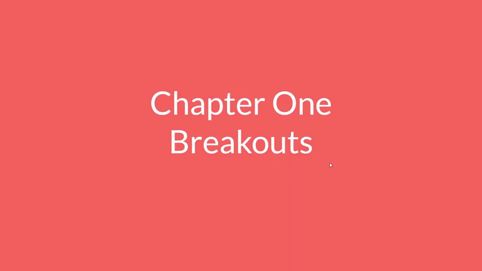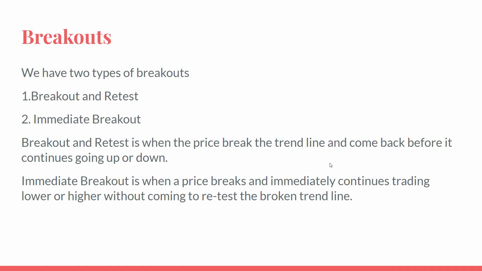So chapter 1, breakouts, as I mentioned, we are going to deal with breakouts today. Note that we have two types of breakout. The first one is breakout and retest, and the second one is immediate breakout. Breakout and retest is when the market, or rather say the price, breaks a trend line and then comes back before it continues going up or down. Immediate breakout is the opposite of breakout and retest. With immediate breakout, the market breaks a trend line, but it doesn't come back to retest. After breaking it, it immediately continues trading lower or higher without coming to retest that broken trend line.